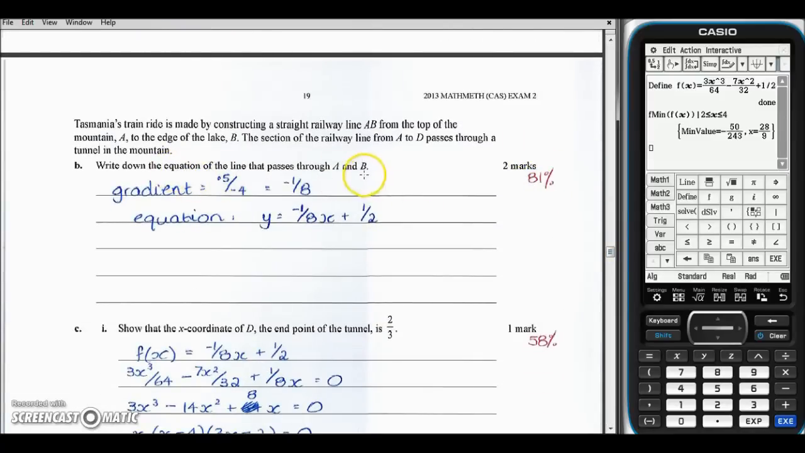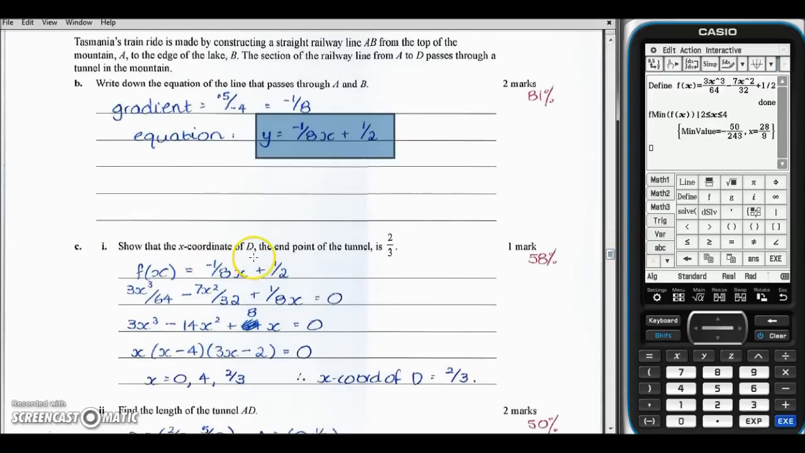Sorry, we're finding the equation of the line. So the gradient's -1 on 8, and the y-intercept is a half, so easy, y equals -1 on 8x plus a half. So you could just use y equals mx plus c there. Okay, moving on, show that the x-coordinate of D, the end point of the tunnel, is 2 on 3.